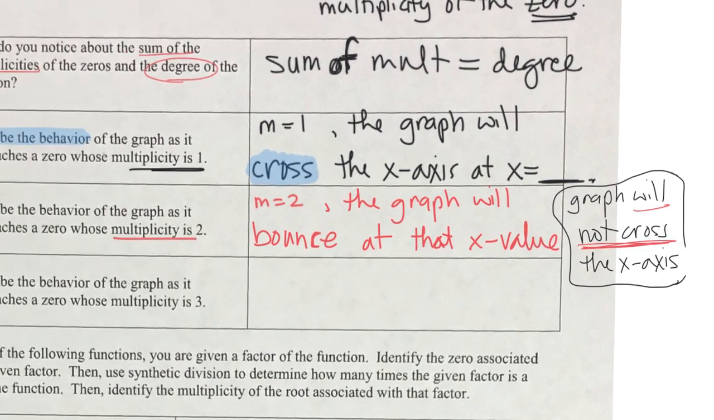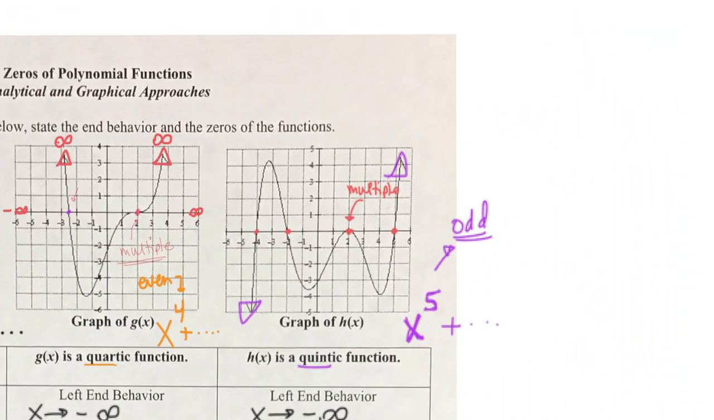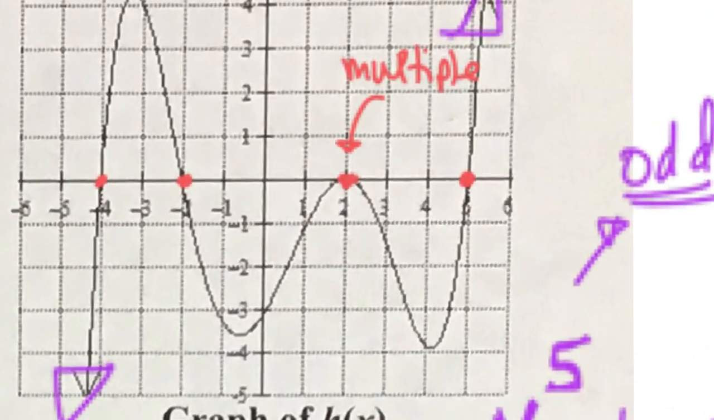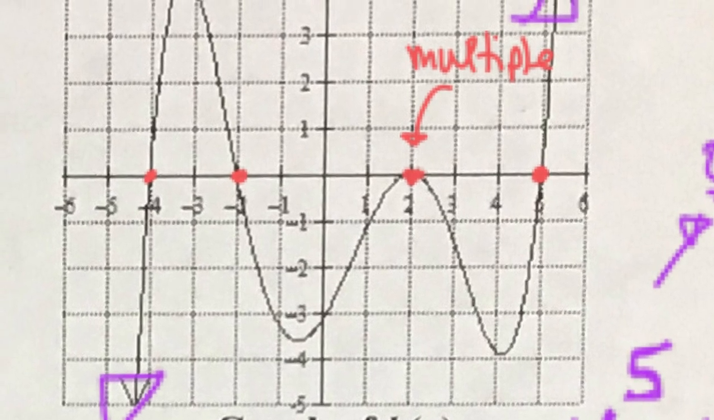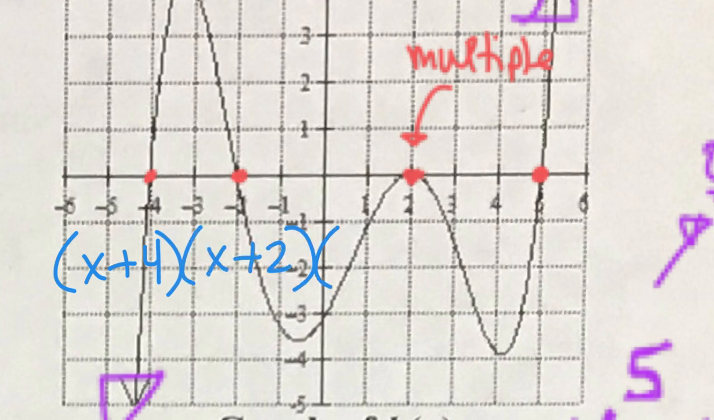So let's come over here at this graph, this third one. Notice where the bounce is, here at +2. That's where the graph bounces. So if I were going to write this equation as its factors, I would write x plus 4 for a -4, 0. I would write x plus 2 for a -2, 0. I would write x minus 2 squared because it bounces. It bounces here, which means I have a multiplicity of 2. And then at 5, I would write an x minus 5.